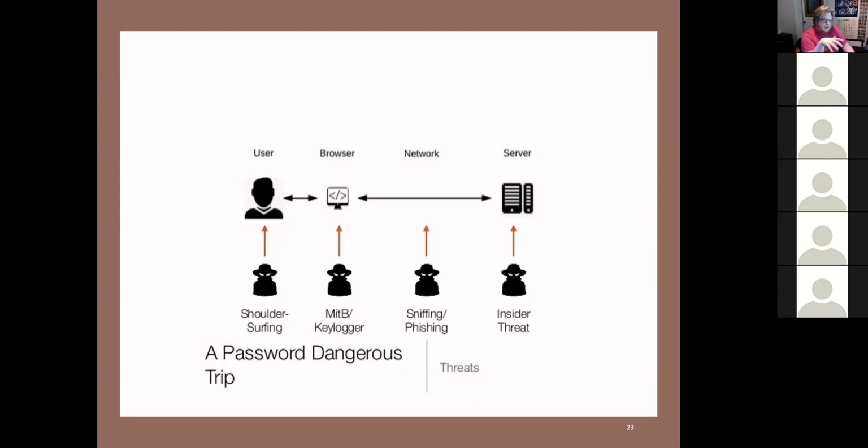Okay, so we're going to talk about other ways passwords can be compromised. Any time data transfers over a network, as you guys know, it goes through many phases. So the first thing is shoulder surfing. If I type in a password and someone can see my fingers on the keyboard, that is a problem. So that's threat number one.